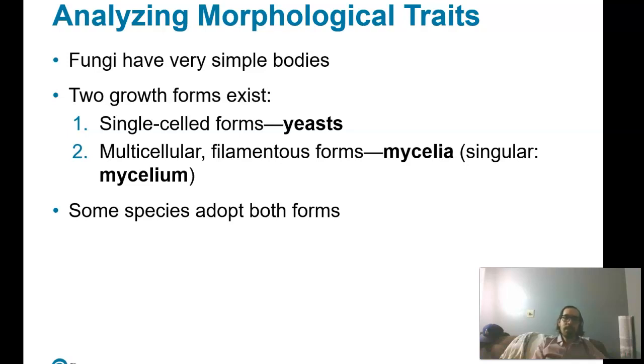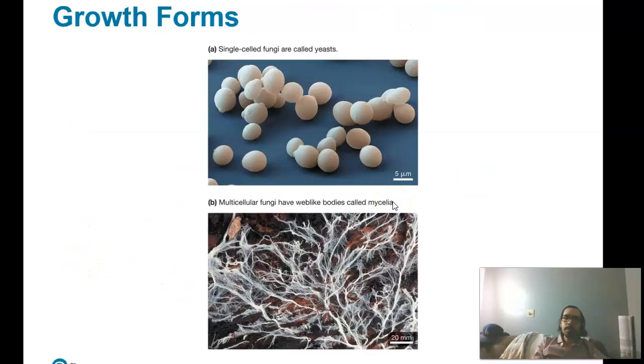So now looking at some of the morphological traits of fungi, fungi have simple bodies. They have two growth forms that exist. There's the single-celled forms like yeast, and then there's the multicellular filamentous forms like mycelia, or mycelium for singular. And you have some species that adopt both of these forms. Here you can see some single-celled fungi like yeast, and here's an example of the web-like bodies of mycelia.